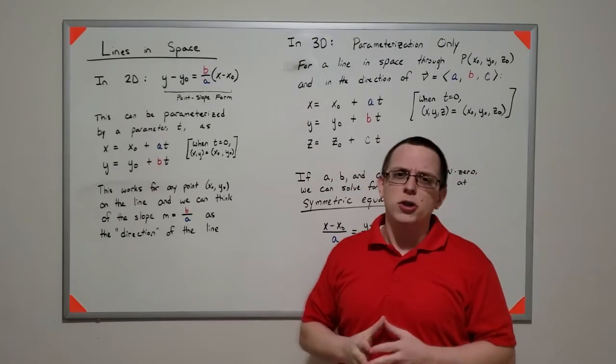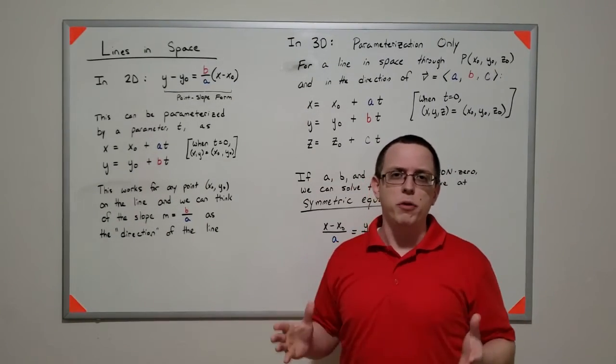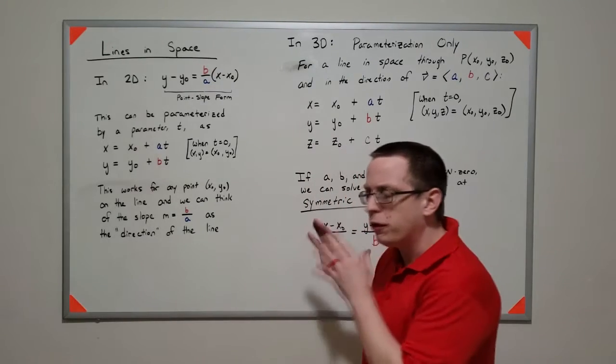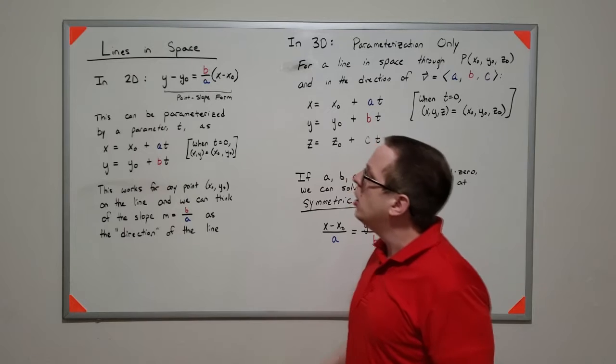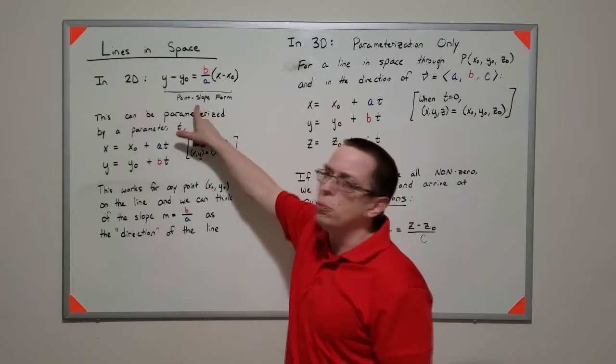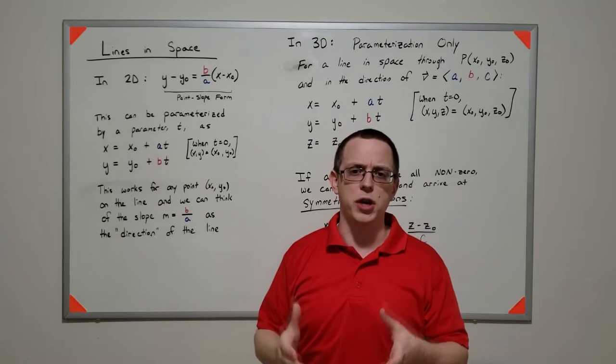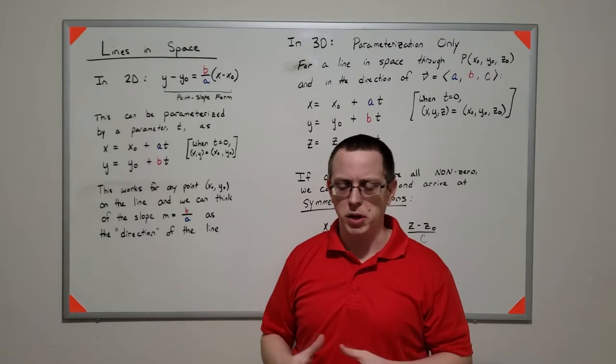Lines in space are something that we're pretty familiar with in 2 dimensions, but we want to talk about it a little bit in 3D. But to refresh ourselves in 2 dimensions, we want to take a look at something called the point-slope form of a line. Now, a lot of us are more used to the slope-intercept, y equals mx plus b.